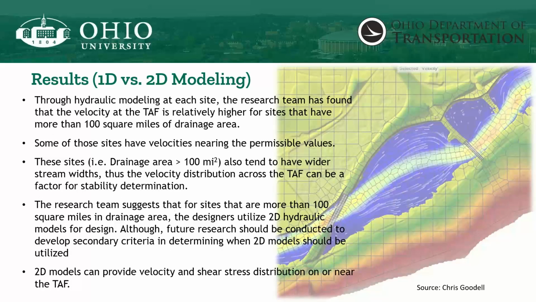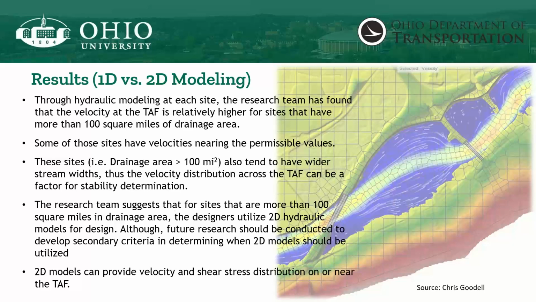Okay, so there's a big question here. A lot of our hydraulics people love to discuss this. When should we use 1D and when should we use 2D modeling? Remember we run this model for every single site. We notice that the nose velocity, which we are concerned about for stability analysis, is relatively high for sites that have a drainage area of more than 100 square miles, which makes sense, right?